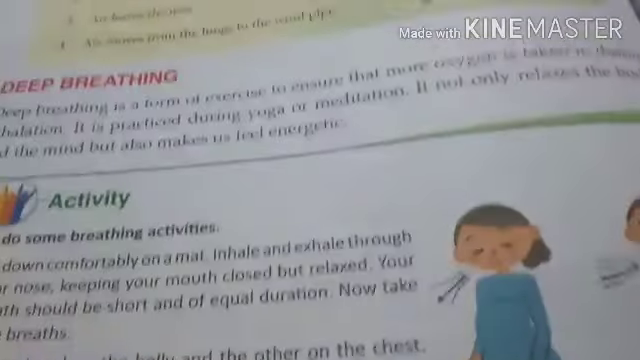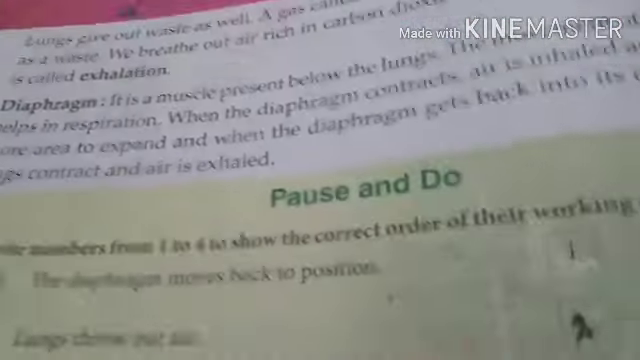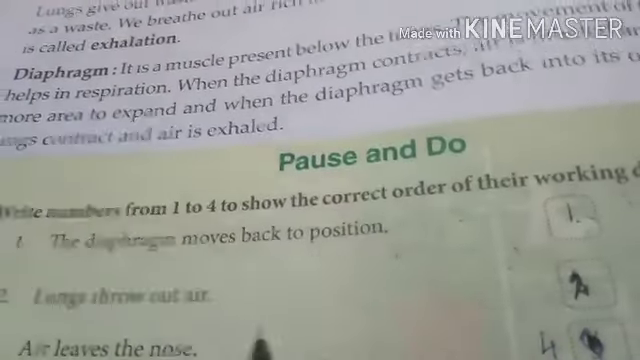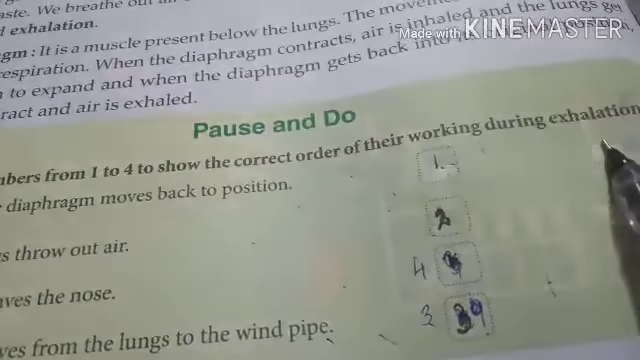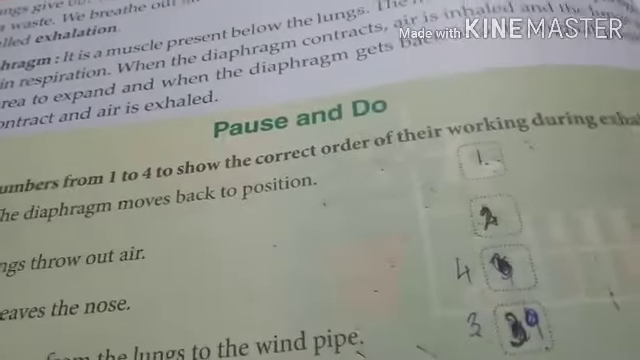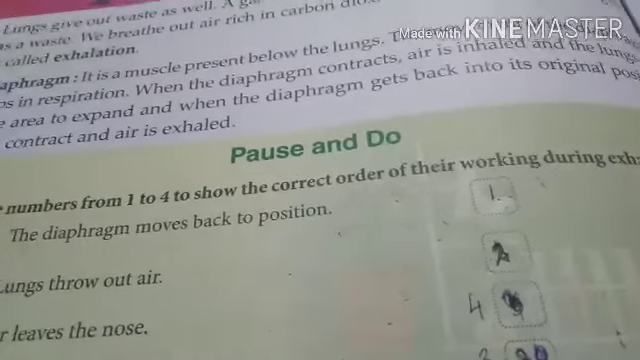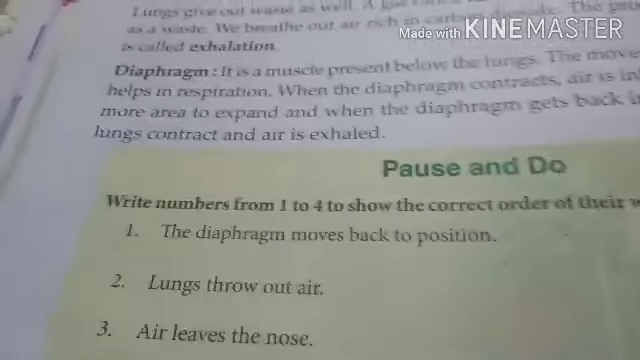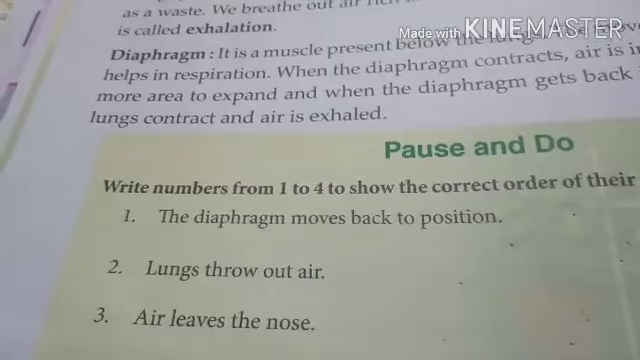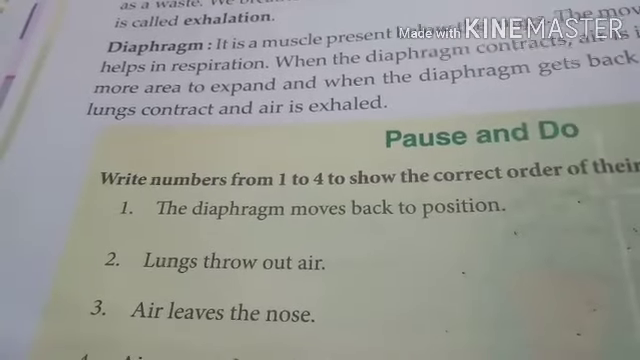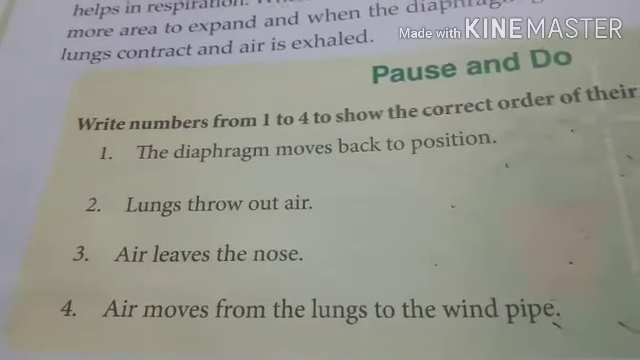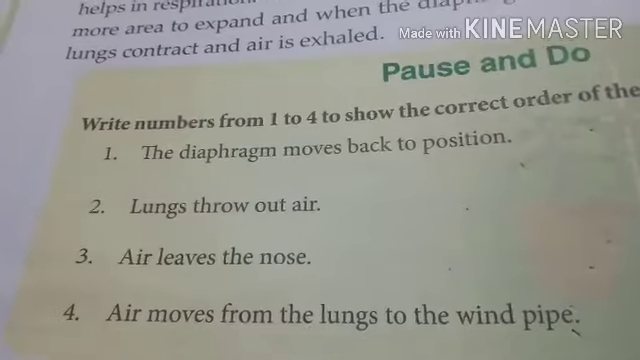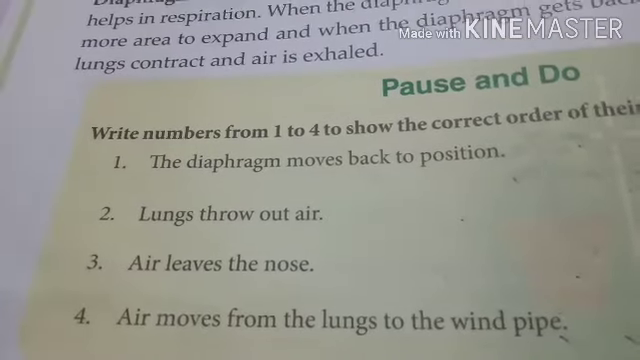First of all, come to page number 22. The first question is: write numbers from 1 to 4 to show the correct order of their working during exhalation. Exhalation is a function of the respiratory system. The diaphragm moves back to position. Lungs throw out air. Air leaves the nose, and air moves from the lungs to the windpipe. You have to write it in the correct order.